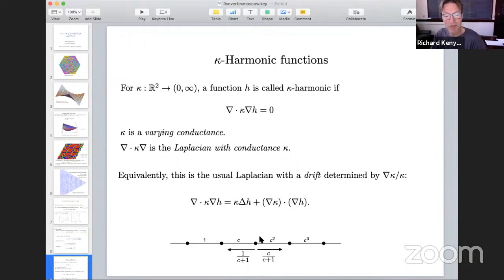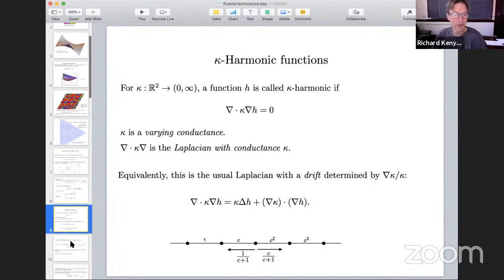So the harmonic functions with respect to this exponentially growing conductance correspond to random walks with a constant drift to the right. And you can imagine a two-dimensional version of that random walk.